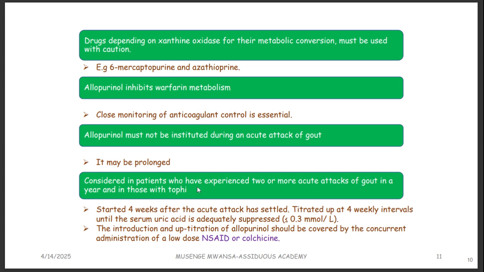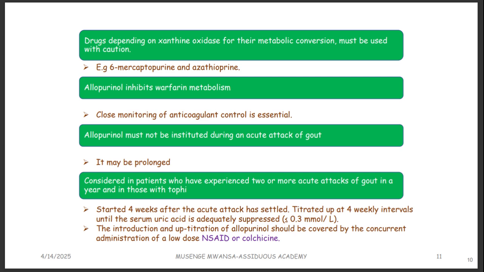It is considered in patients who have experienced 2 or more acute attacks of gout in a year, and in those with tophi. So that's when you give allopurinol. It is started 4 weeks after the acute attack has settled, and then you are going to titrate it up at a 4 weekly interval until the serum uric acid is adequately suppressed to be less than 0.3.